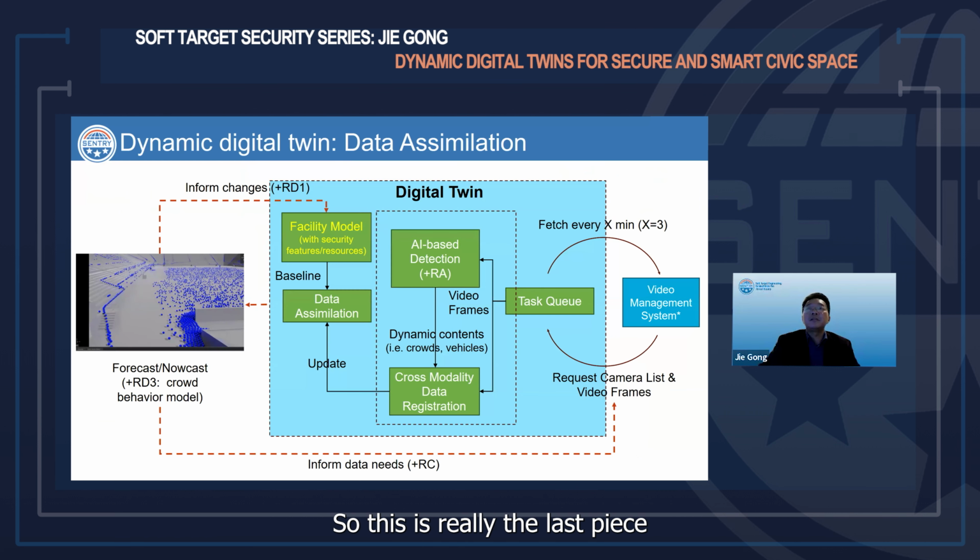So this is really the last piece, and we're still working on it: given that we build a high-fidelity digital twin, we can use it to feed into simulation models to simulate a few minutes ahead. We call this nowcasting, which works with RD3. We also use the simulation a few minutes ahead to look at how we inform sensor reconfiguration, and maybe inform changes at the facility level to contain the threats. So this is largely ongoing work.